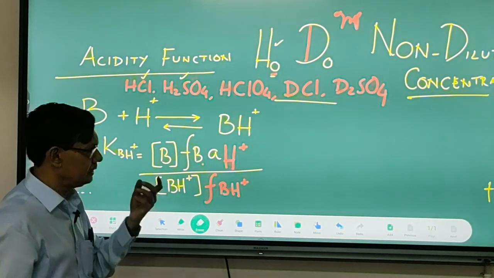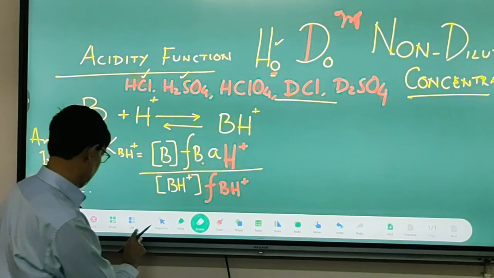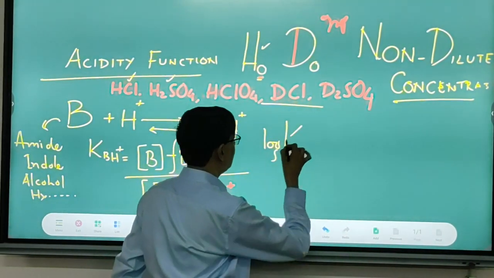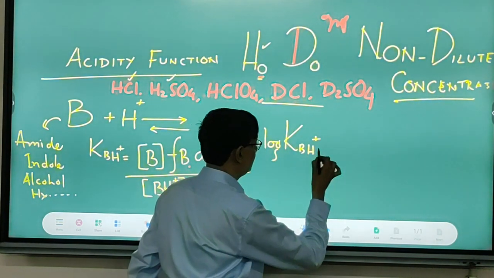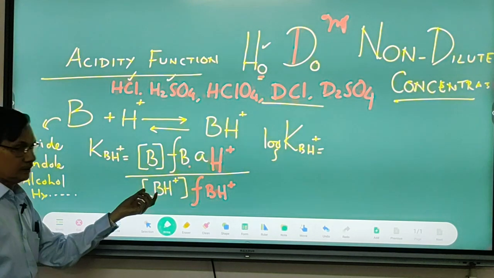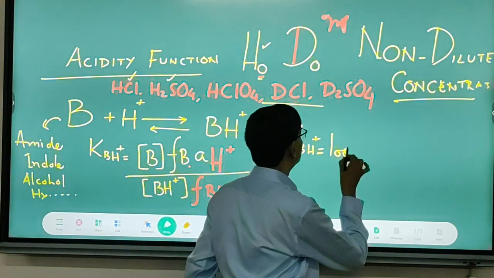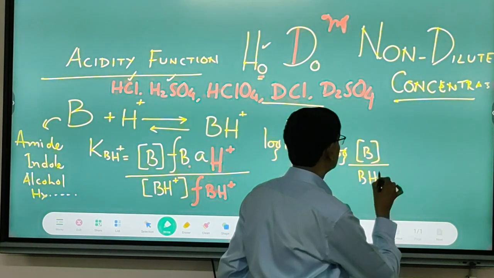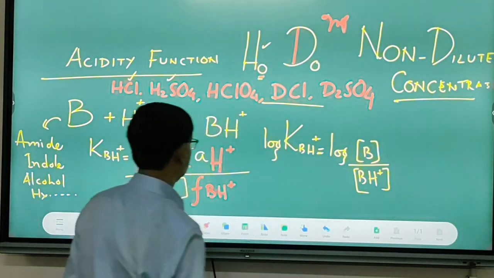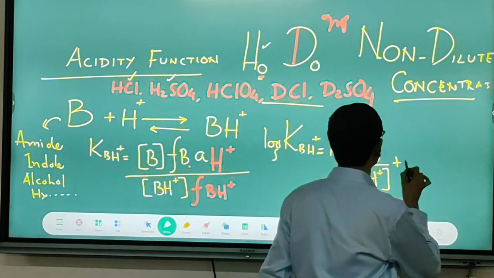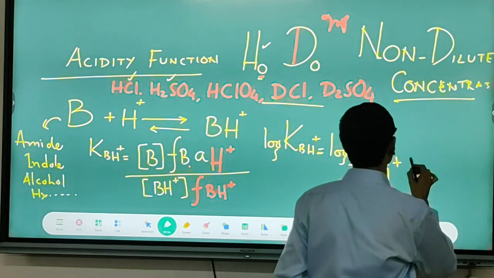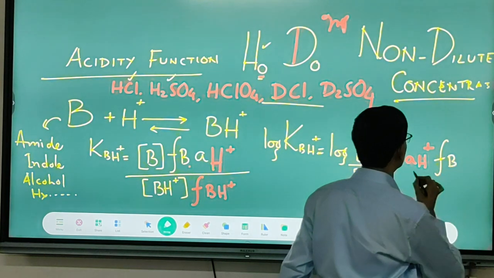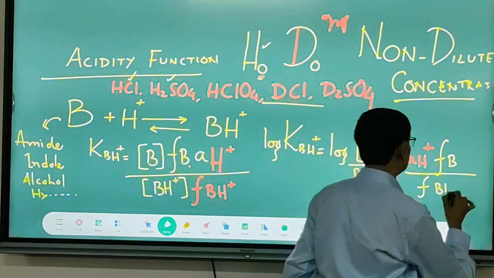Taking logarithm, a very simple derivation. I am doing nothing else, no integration, no differentiation, only the logarithm. Log of KBH is equal to log of B divided by BH plus, and then plus the term with activity coefficients, log of f of B over f of BH plus.